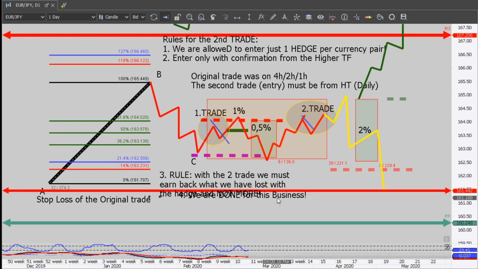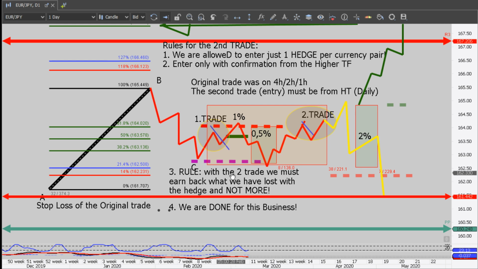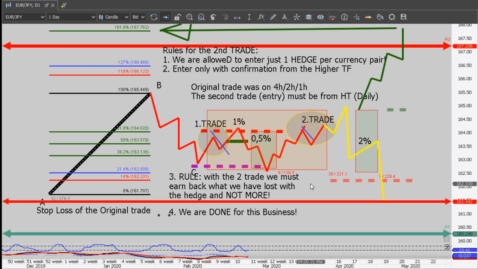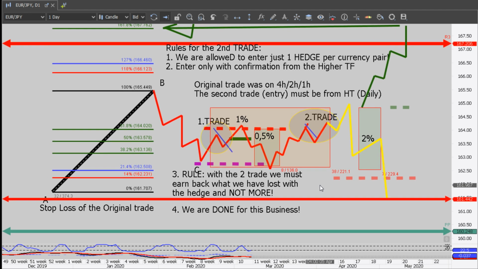See, this is from the past lesson, everybody, about hedging. Rules for the second trade: number 1, we are allowed to enter just 1 hedge per currency pair. Number 2, enter only with the confirmation from the higher time frame. The original trade was on the 2-hour chart, 1 hour chart; the second trade must be from the higher time frame, the daily. Number 3, with the second trade we must earn back what we have lost with the hedge and not more. And number 4, we are done for this business. This was the lesson from the previous week, 2 weeks ago. Right?